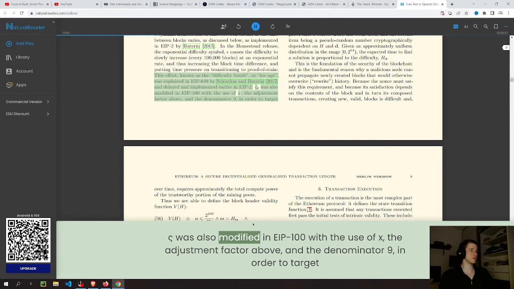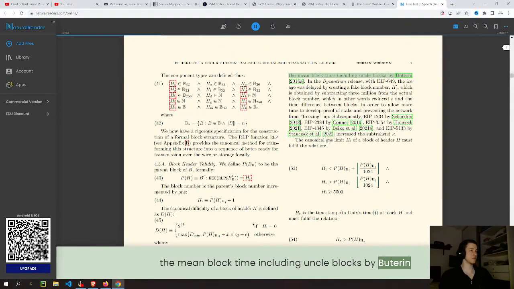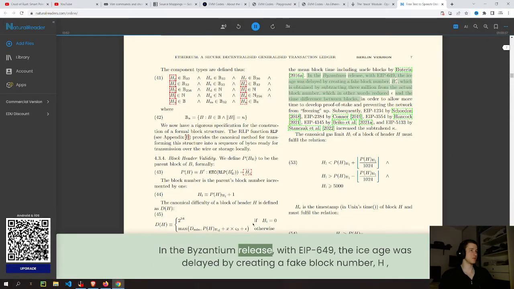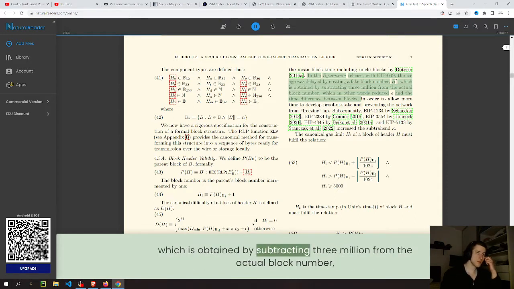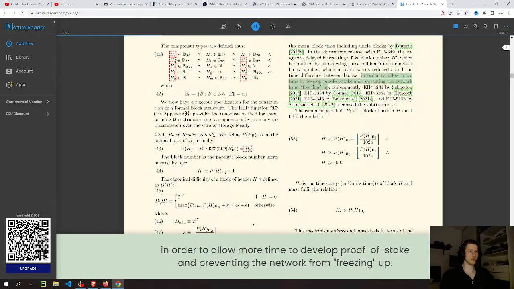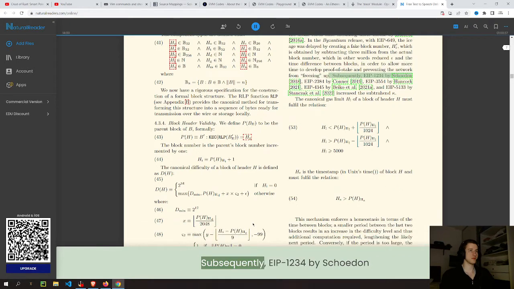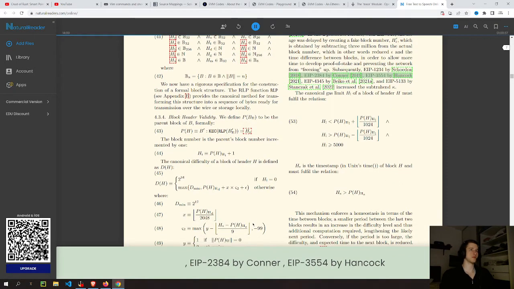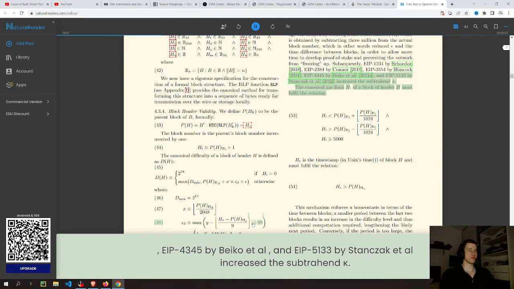Final sigma was also modified in EIP 100 with the use of x, the adjustment factor above, and the denominator 9, in order to target the mean block time including uncle blocks by Buterin. In the Byzantium release, with EIP 649, the ice age was delayed by creating a fake block number, h, which is obtained by subtracting 3 million from the actual block number, which in other words reduced the time difference between blocks, in order to allow more time to develop proof of stake and preventing the network from freezing up. Subsequently, EIP 1234 by Schoedon, EIP 2384 by Conner, EIP 3554 by Hancock, EIP 4345 by Byko et al., and EIP 5133 by Stanczak et al.